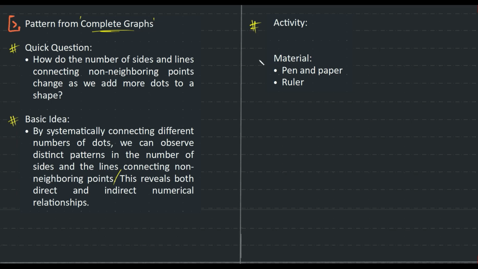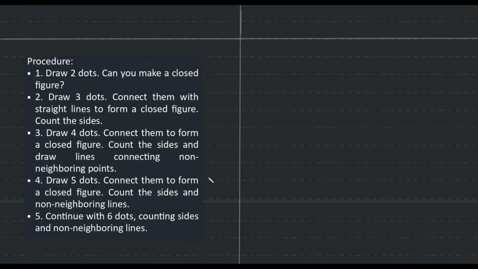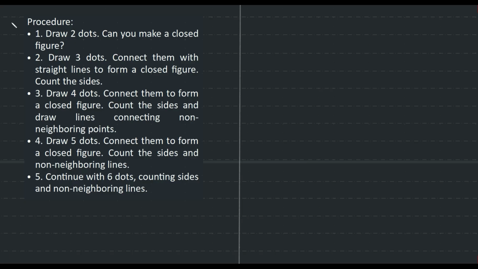Okay, let's start off with this. Material: we need a pen, a paper and a ruler. I can't say ruler properly, scale, basically. The procedure is quite simple. Here, you need to read the procedure and do the needful. So pause and try.